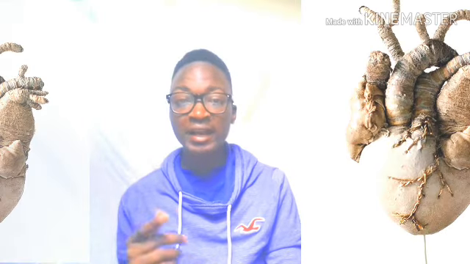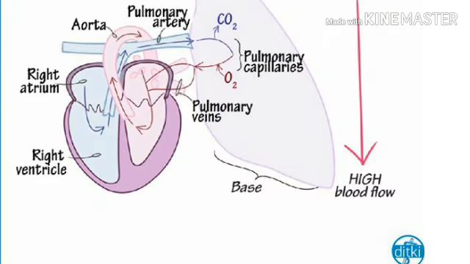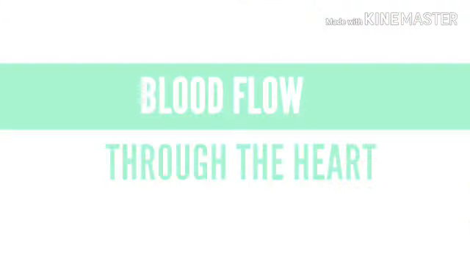The heart pumps blood through two circuits. The right side pumps blood to the lungs to be oxygenated through the pulmonary circuit. The left side pumps to the remainder of the body through the systemic circuit.